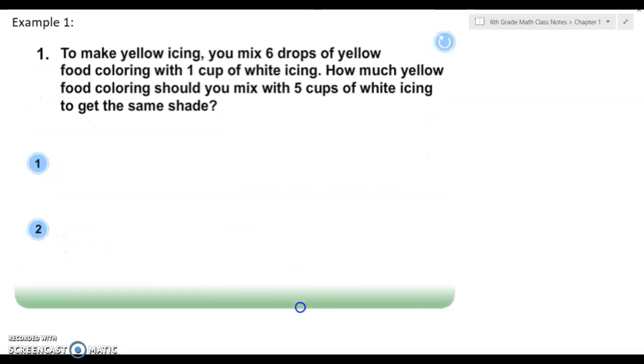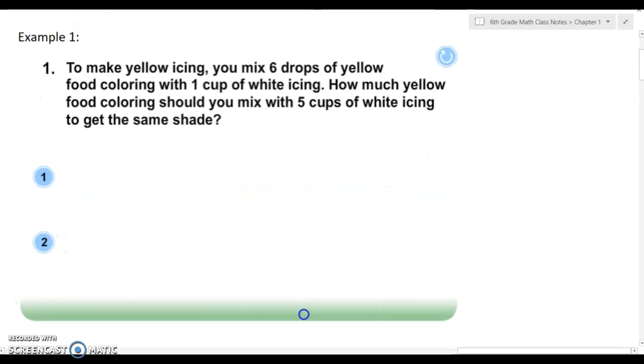So it says, to make yellow icing, you mix 6 drops of yellow food coloring with 1 cup of white icing. How much yellow food coloring should you mix with 5 cups of white icing to get the same shade? Okay, so the first thing you think to yourself, okay, what are the two things that they are comparing? Okay, what are the two units? So the two things that we're comparing are the yellow food coloring and the white icing.